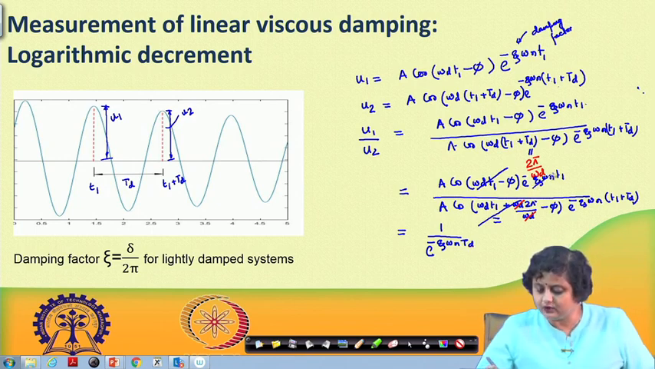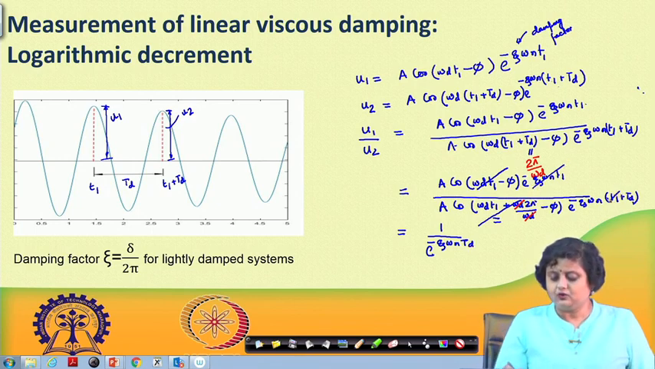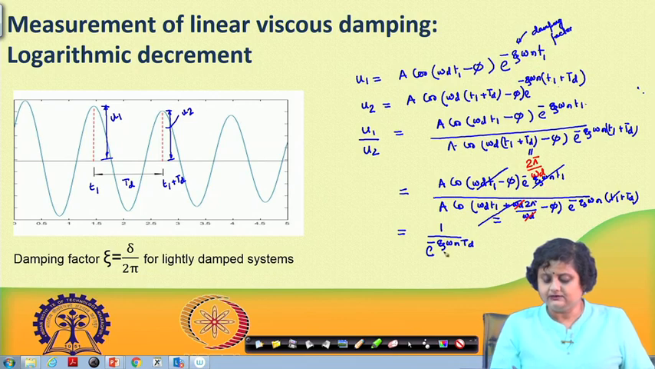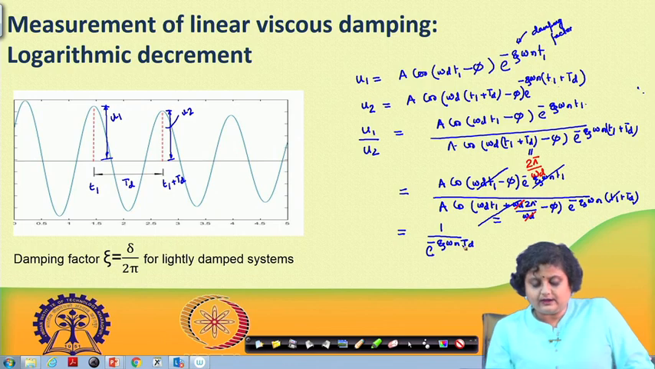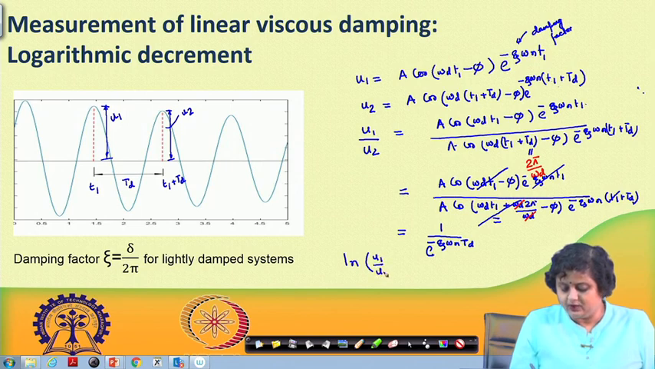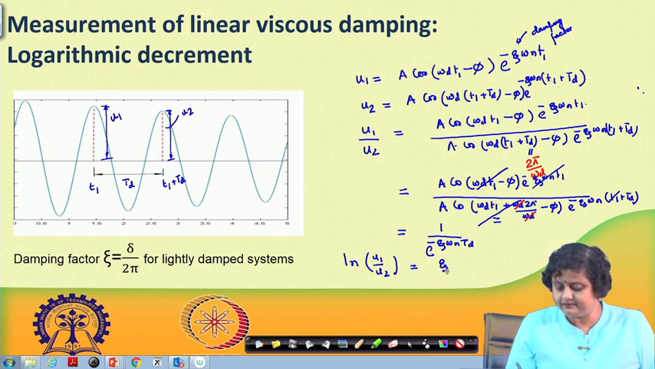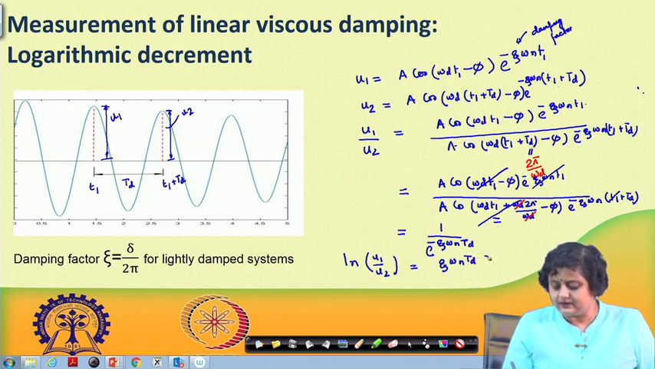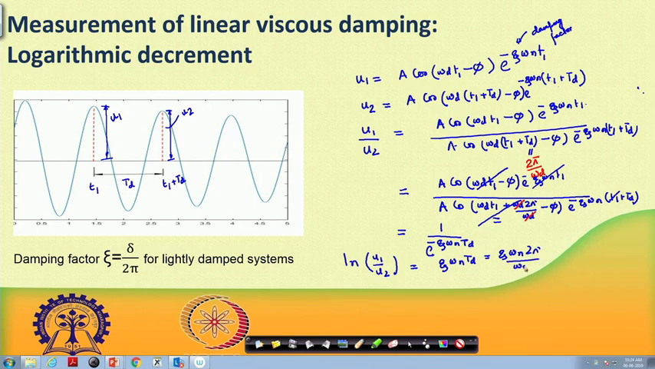So, this also gets cancelled out with this part. So, I am just left with 1 by e to the power minus zeta omega n into Td. Now, what I do is that I take the natural logarithm of u1 by u2. So, if I take the natural logarithm of u1 by u2, I have zeta omega n into Td, which is nothing but zeta omega n into 2 pi by omega d.